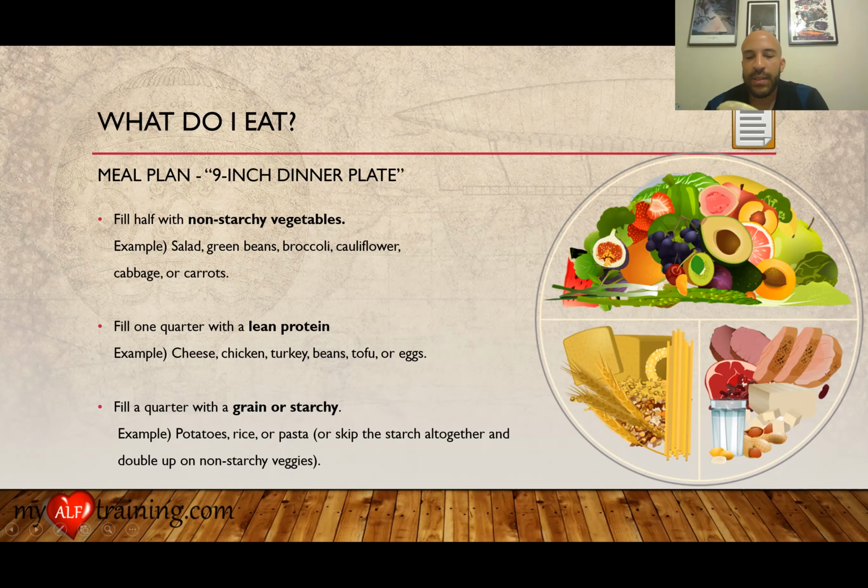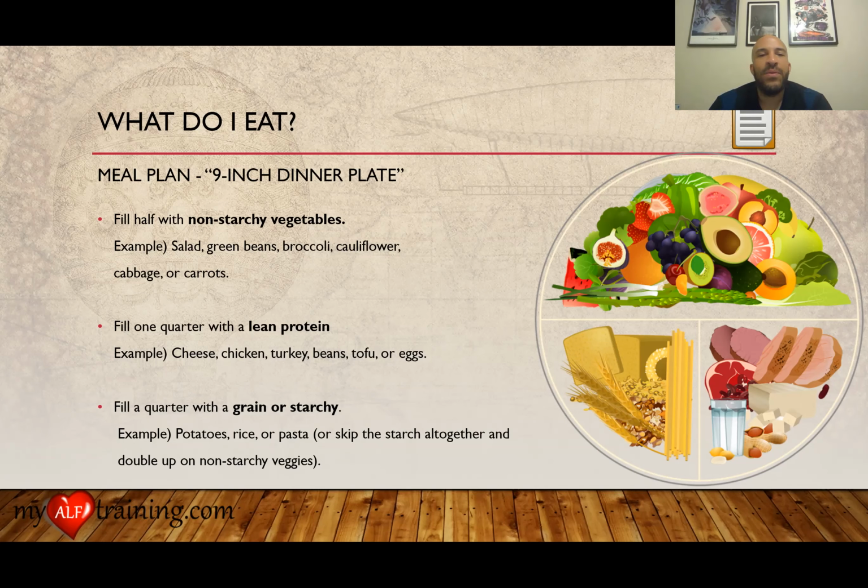I'll let you guys tell me. Non-starchy vegetables would be the greens, the leafy vegetables. When I say leafy, I'm thinking of salad and broccoli. Leafy green vegetables, salad, green beans, broccoli, cauliflower, cabbage or carrots.